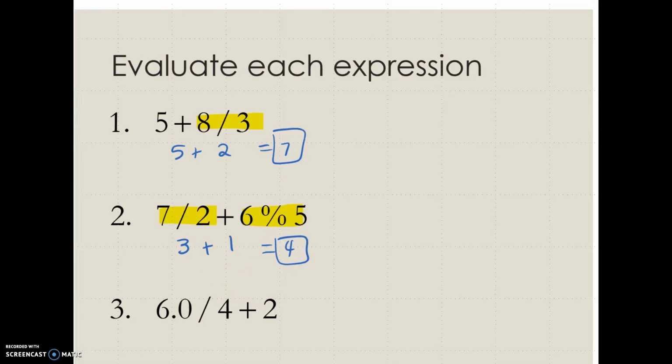Now when I get to this last example, again, division gets done first. Since the first value is a decimal, when I do this division, my answer will be a decimal. So 6 divided by 4 is 3/2 or 1.5. Since I have a decimal here, I am allowed to keep the decimal. So I would have 1.5 plus 2. And then now I have a double plus an int. So when I add them, I have a double answer.